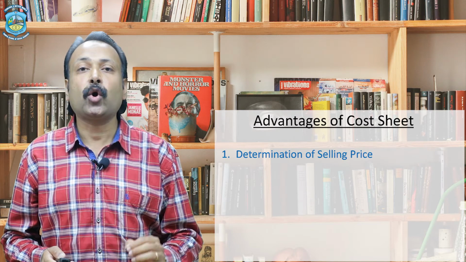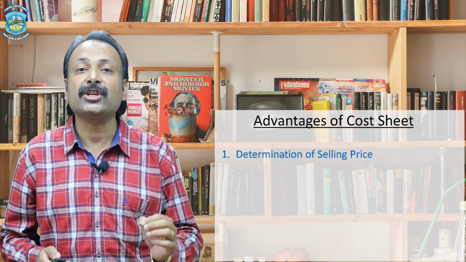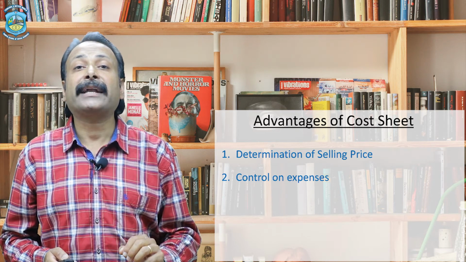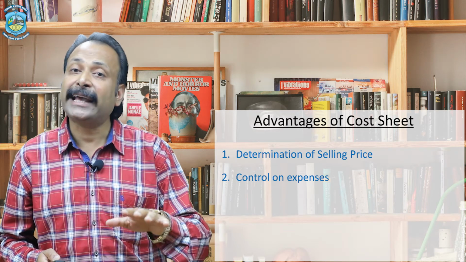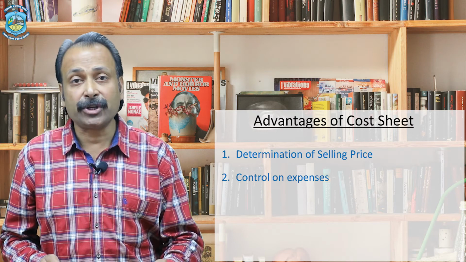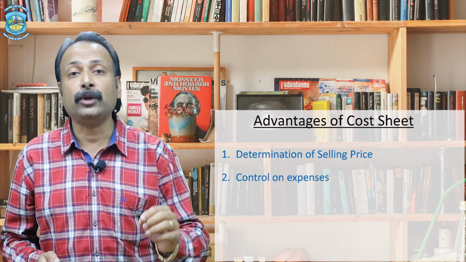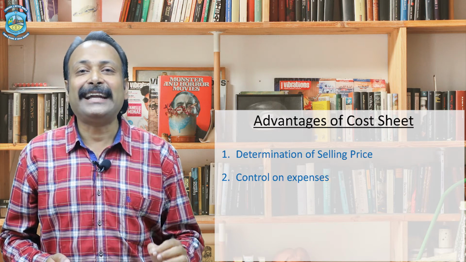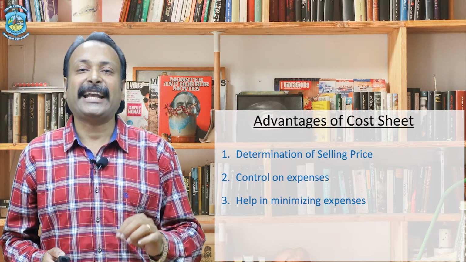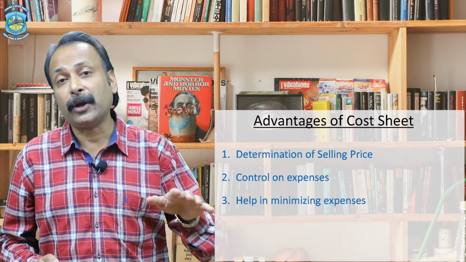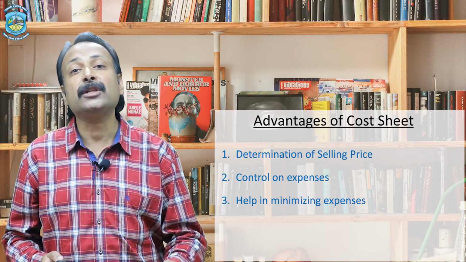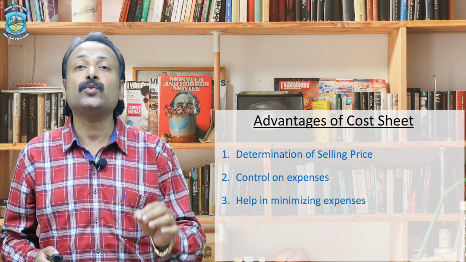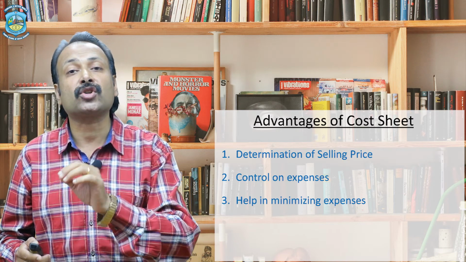Every manufacturer or producer wants to manufacture the product at minimum price, and how is he going to do that? By controlling the expenditure. With the help of a cost sheet, all manufacturers or producers are able to control the expenses. The third advantage is minimizing the expenses. Here we are not only able to control the expenses, but also able to minimize them. Ultimately, by minimizing the expenses, we are able to minimize the total cost of our product.